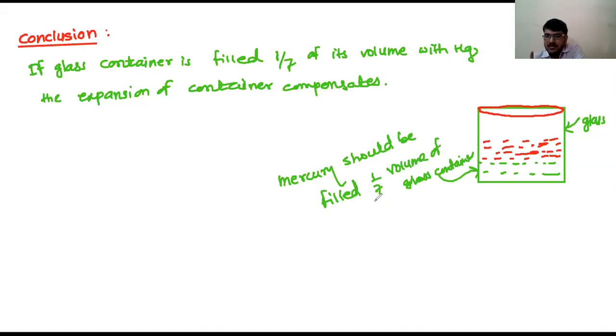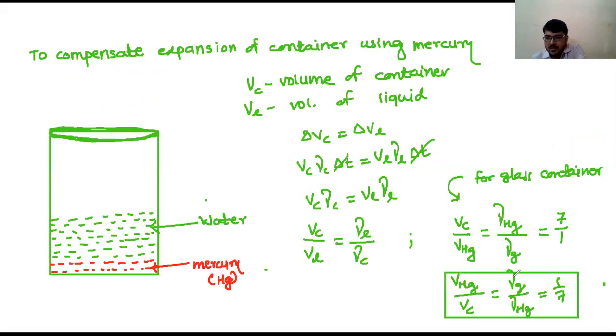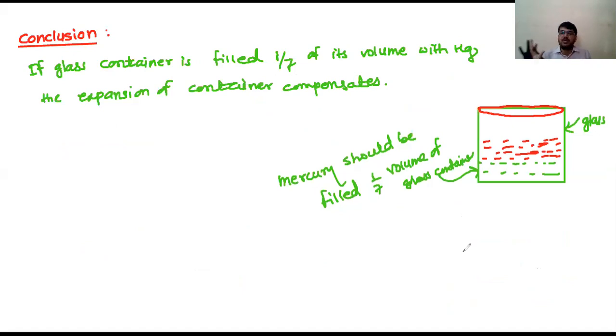Understand now? Just keep in mind only one formula, this one. Just take the ratio of the cubical expansion coefficients of that container and gamma of mercury, and you will get how much mercury we should fill in that particular container to compensate its expansion. Is that clear? Right? Okay.